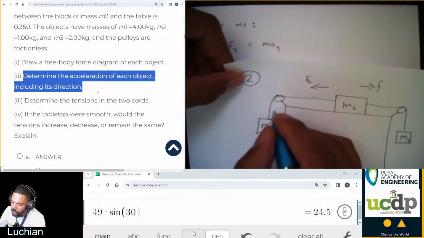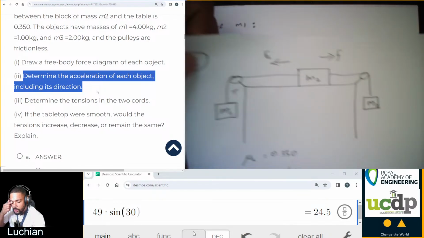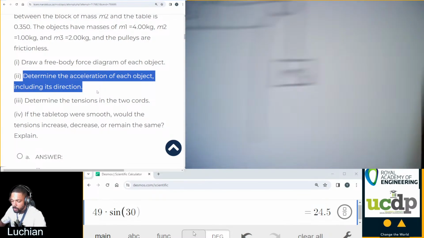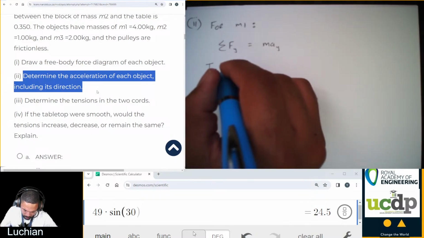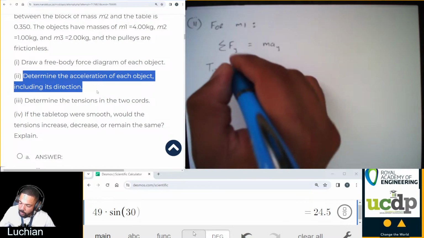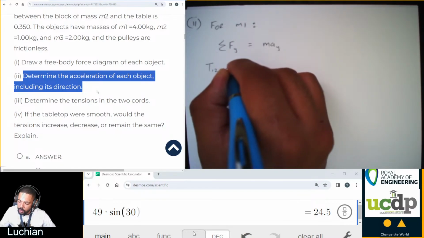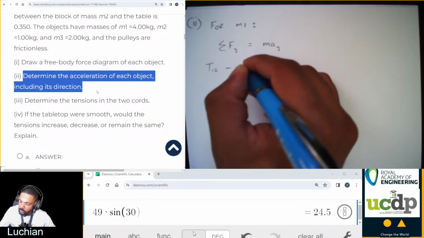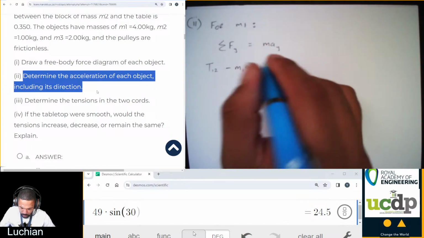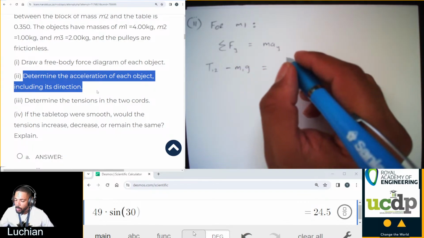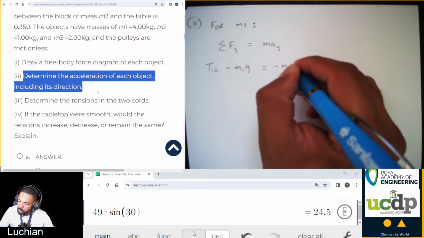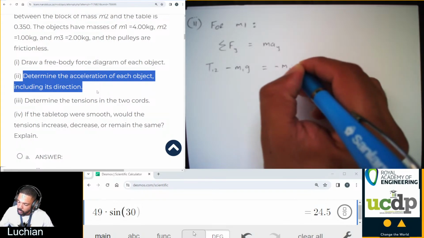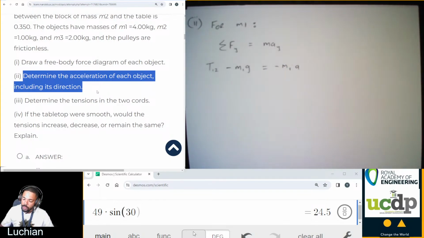the tension in the string here. So that's T12, the tension, minus the weight, since it's going down, the weight is in the opposite direction. Its weight is the mass of 1 times the gravitational acceleration. That should equal negative m1 times the acceleration.